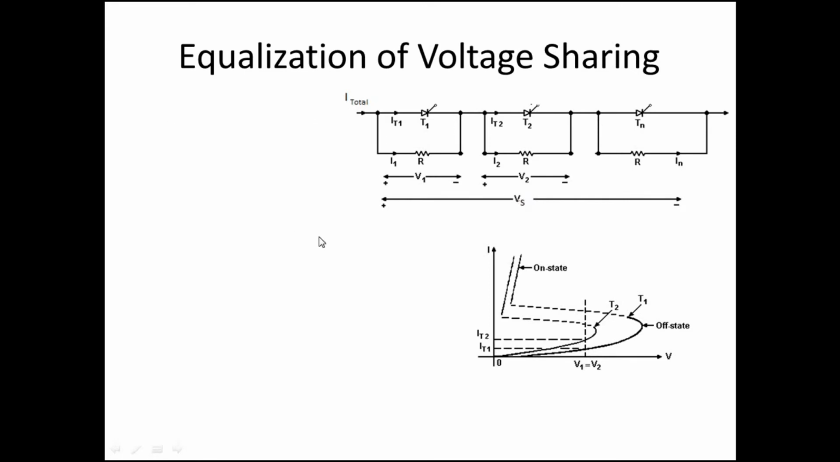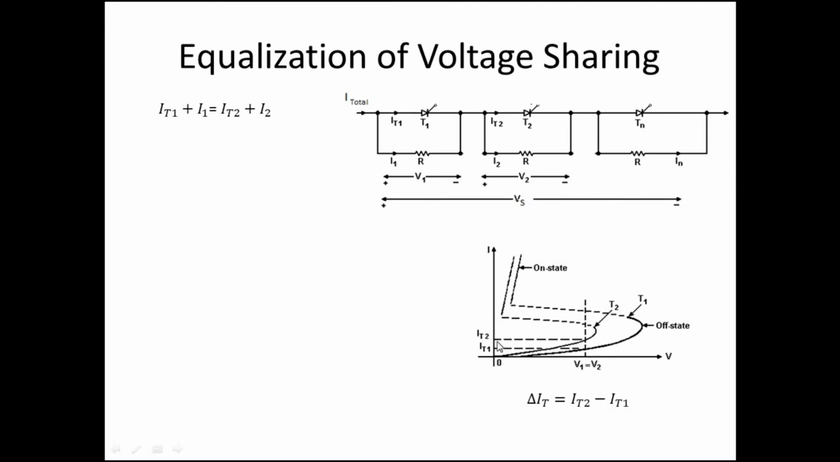So for finding R, first we can apply KCL at this junction. The KCL here: IT1 and I1 are the entering currents and the leaving currents are IT2 and I2. So it becomes IT1 plus I1 is equal to IT2 plus I2. So this is the KCL equation.